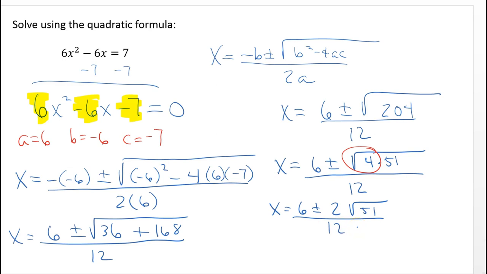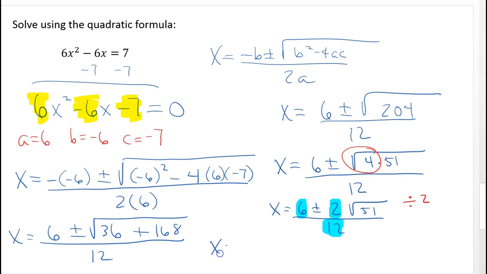Now to wrap this thing up, here's what you've got to notice. You're looking at the numbers not under the square root, this 6 and this 2 and this 12. And my question to you, do they have any common factors? Well, yeah, sure, they all divide by 2. So that's what I'm going to do. I'm going to divide each of those highlighted numbers by 2.